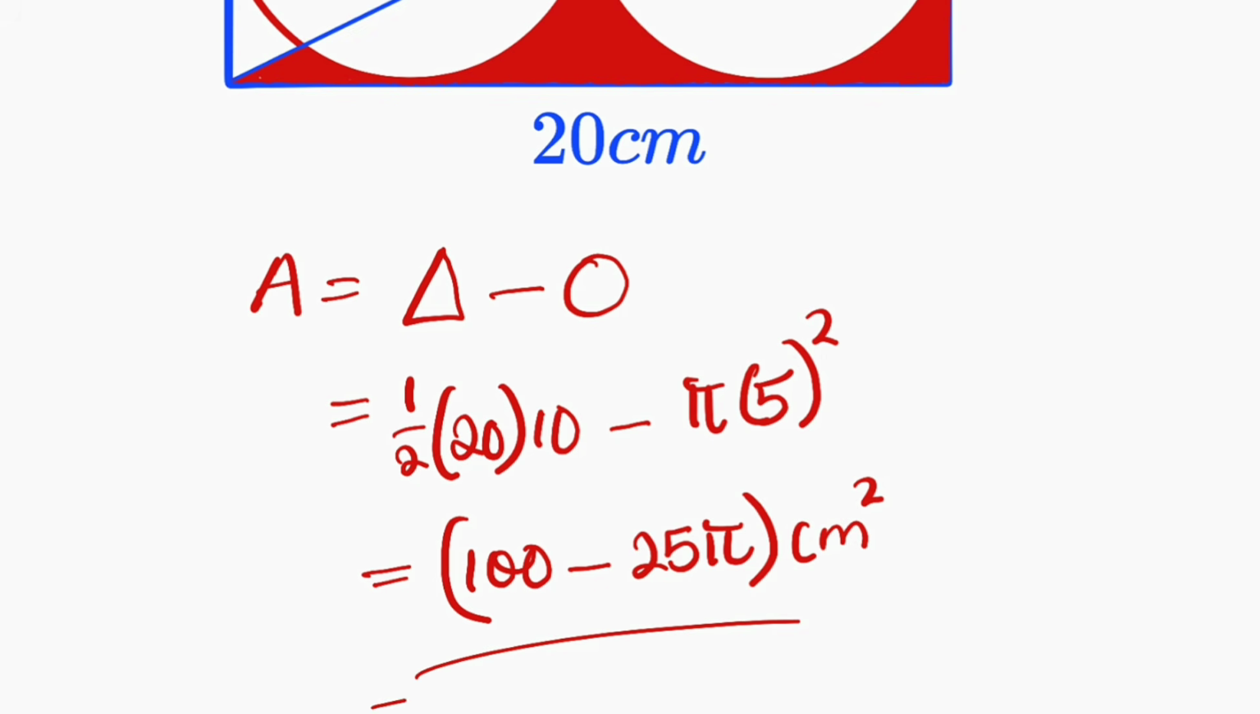This is the exact area of the red region, but if you would like to find the approximated area, you can substitute the value of pi, multiply by 25, and subtract the result from 100.